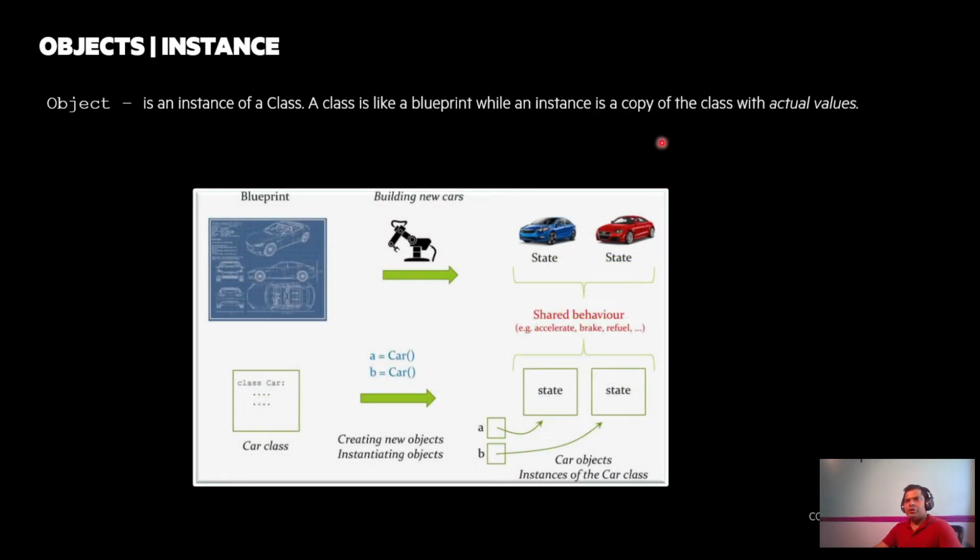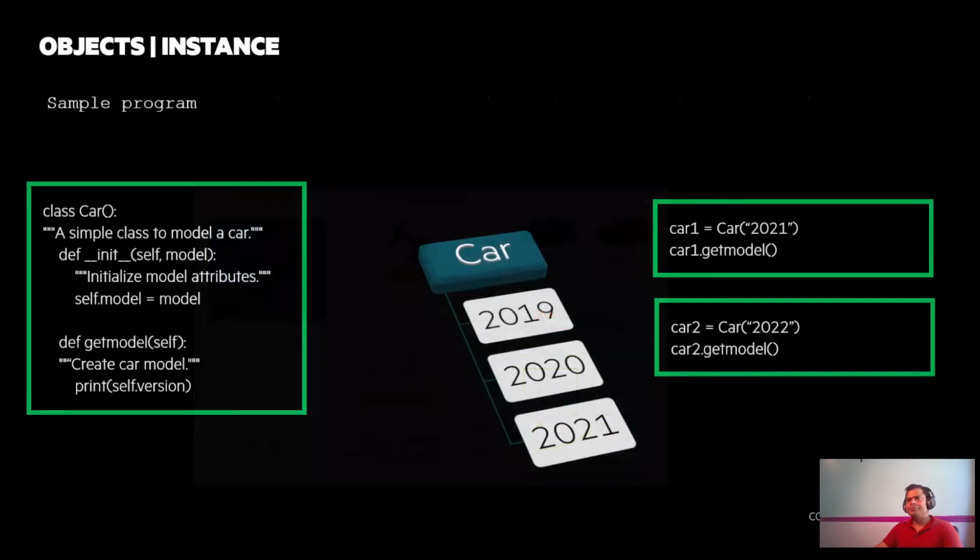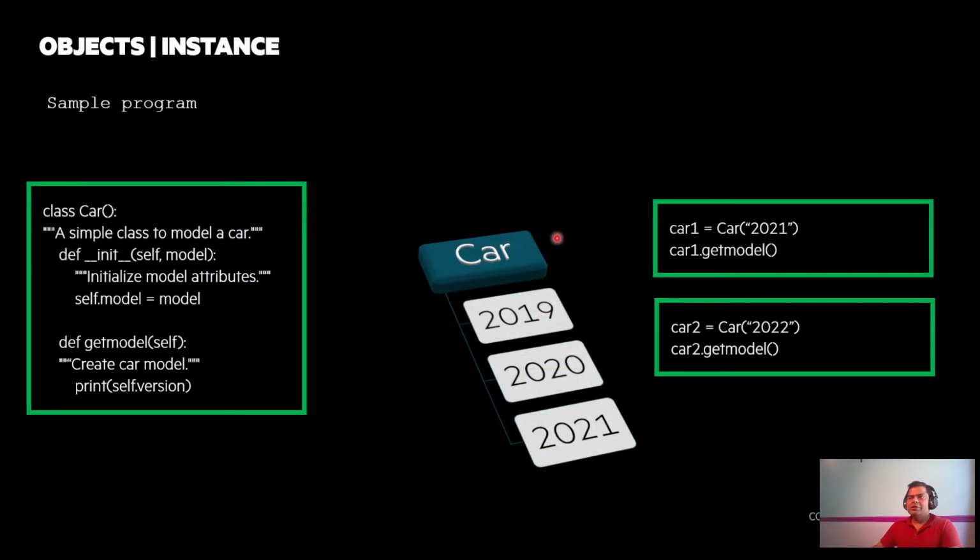To understand it further, we got this blueprint, we defined the class car, and now from the class car we are instantiating objects. And then we have different objects. These different objects are completely independent. In this example, we have car A and car B. A does not know about B, and B does not know about A.